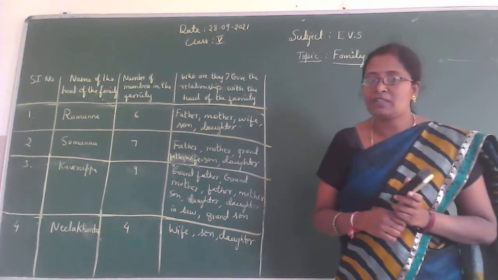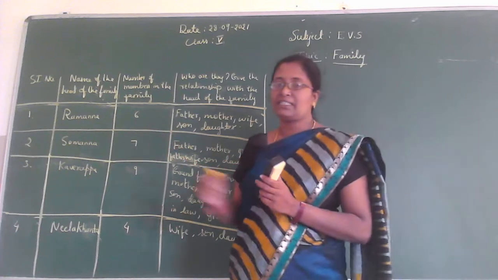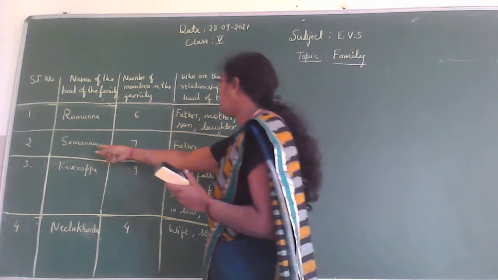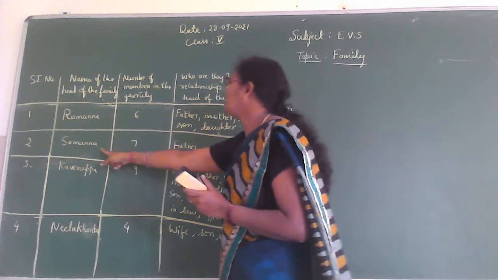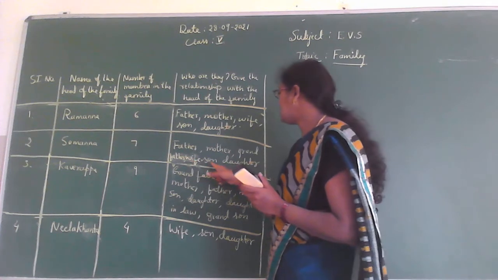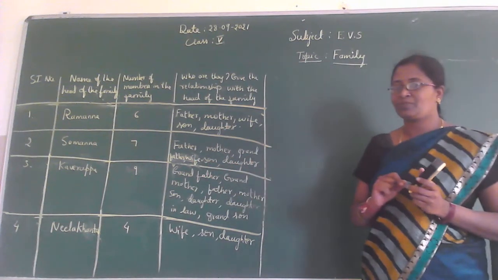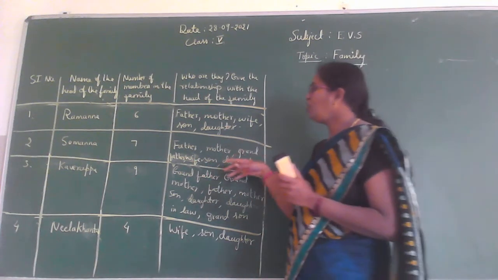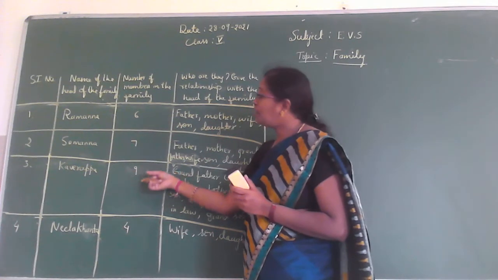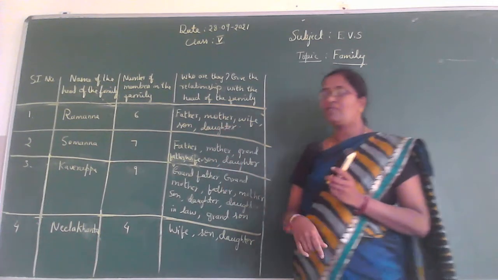Who is the head of this family? Somana. Is it? How many members are there? 7. See here. Somana 1, from this, 1, 2, 3, 4, 5, 6, 7. Is it? So like this we can count and write down. In this we can write how many members are there in the particular family.